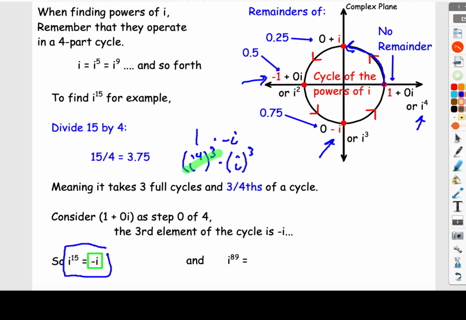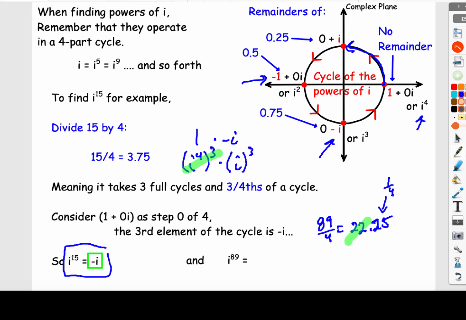-1i, sorry. Let's try i to the 89th. If we have a really big power, 89 divided by 4, it's going to be about 22.25, right? 1/4. Again, I'm not that worried about the full cycle of 22 there, 22 times around the circle. What I really care about is that that's an extra 1/4.